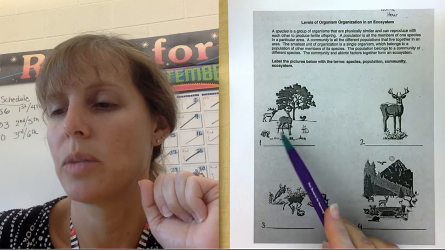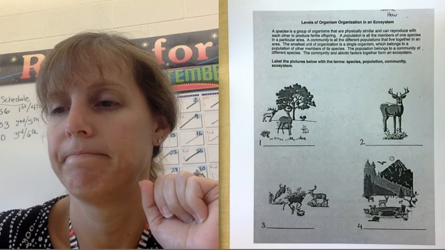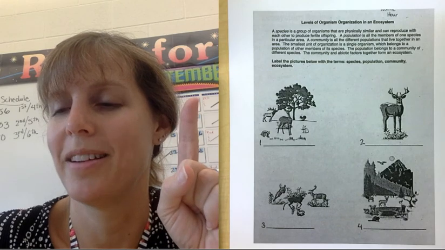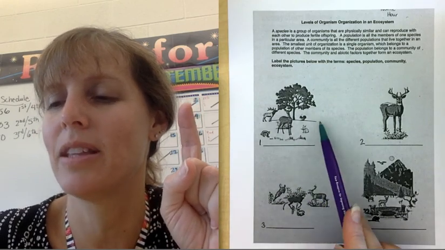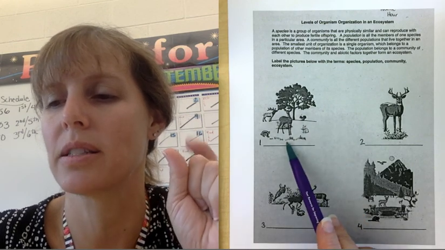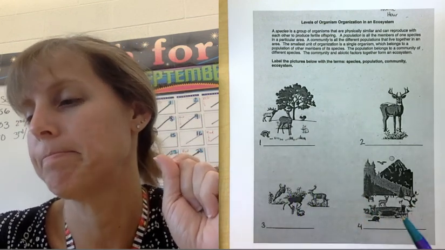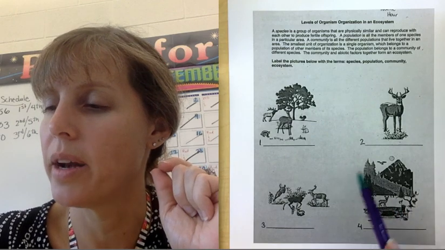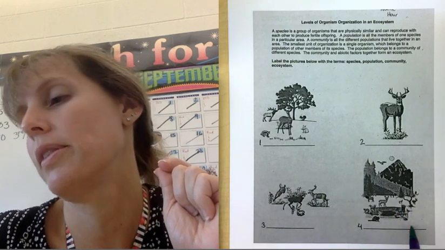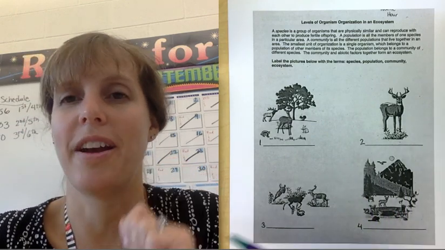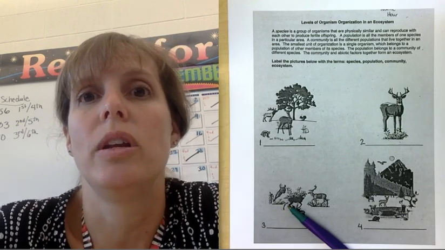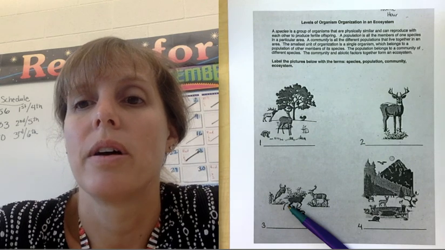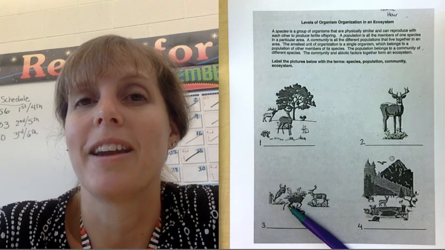Which one do you think it is? One or four? It's one. This one is one. Yep. This is the community. It's everything that lives there. The deer, the squirrel, the tree, the grass, the raccoon. Okay? That makes this one an ecosystem, which includes all the living and non-living things in an area. All right, you're going to practice a little bit, and then, again, you can use your notebook for the little review assignment that I have for you today.